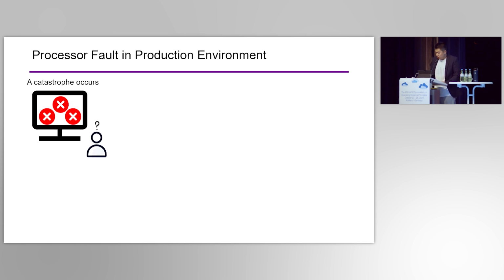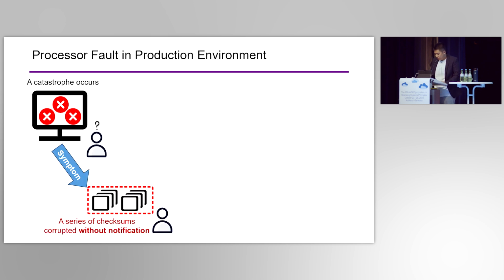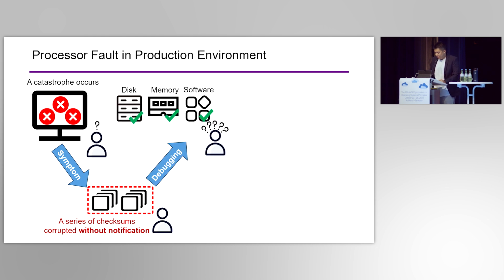Here we present a real-world case of processor fault in our production services. One day, we found a catastrophe occurred. The performance of one service degraded heavily. We later attributed it to a series of silent checksum corruptions, namely they are corrupt without any notification. We started a debugging routine to check our disks, memories, and software. However, no fault was found.